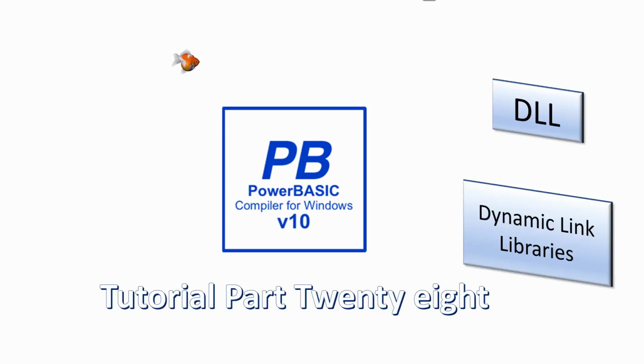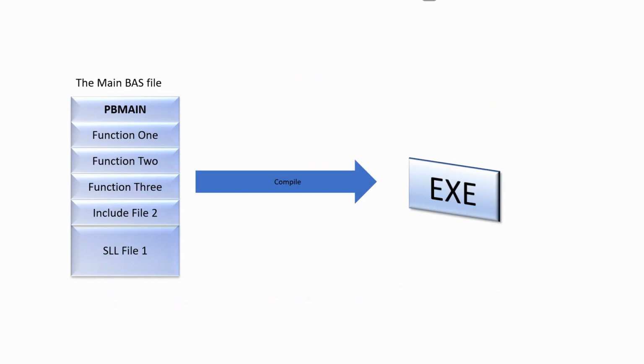Welcome! In this video we will look at the creation and use of dynamic link libraries with the PowerBasic Windows compiler. We covered the creation of static linked libraries in part 9 of the console compiler, where at compile time the main code file plus the included files and any linked SLLs are compiled together to produce your application.